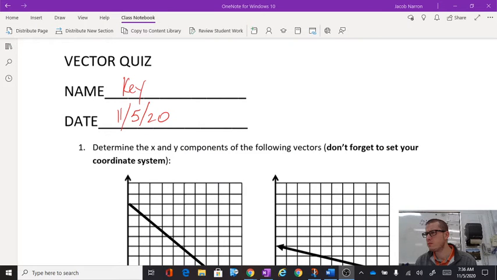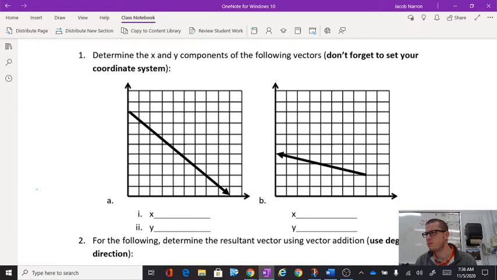So here we go. Vector quiz should look familiar to you guys. Keep in mind this is based on that worksheet that we did earlier this week, and I did take a little bit of time to go over it. But hopefully this will make a little more sense. It says determine the x and y components of the following vectors. And it also says don't forget to set your coordinate system.